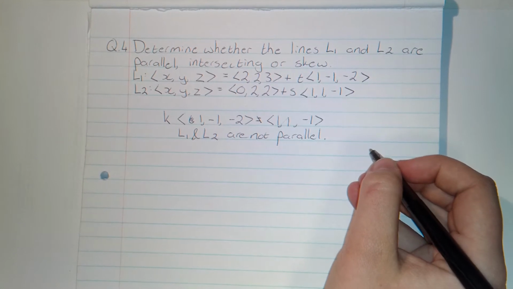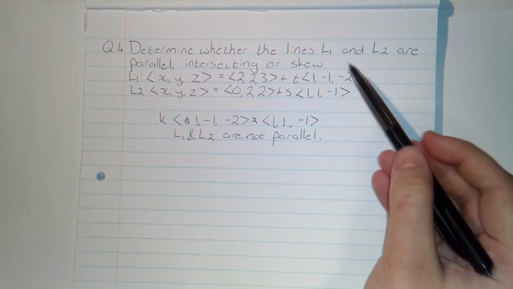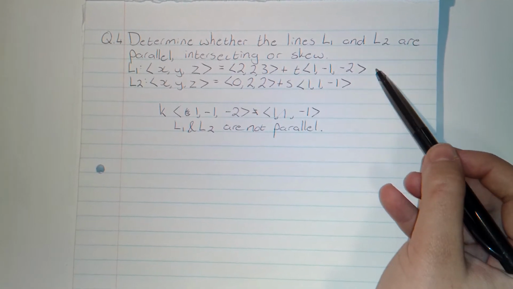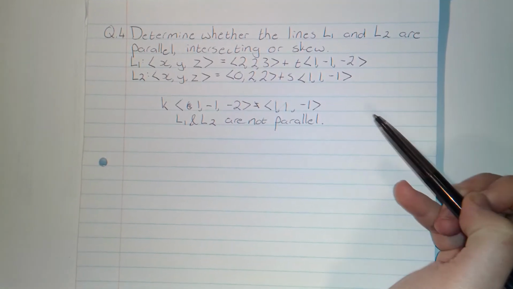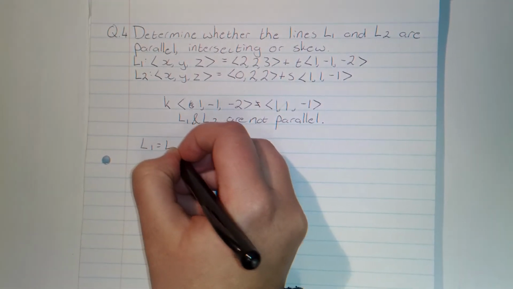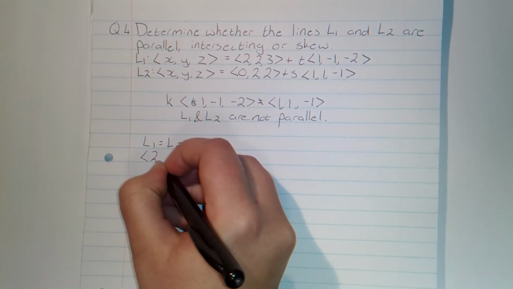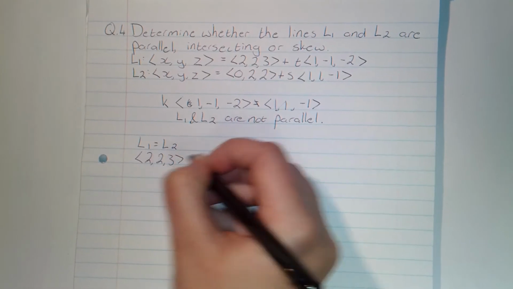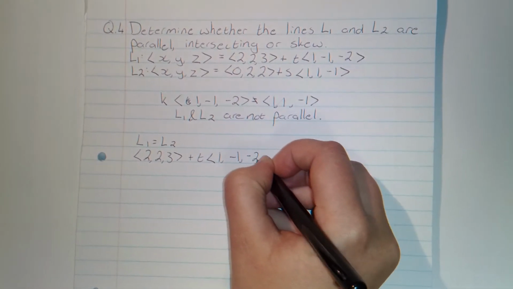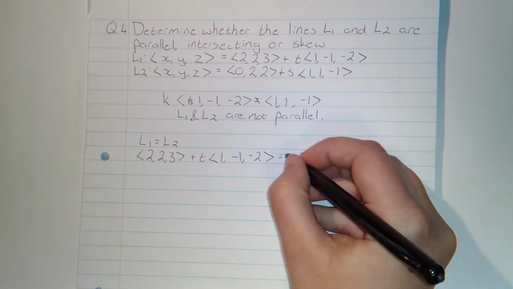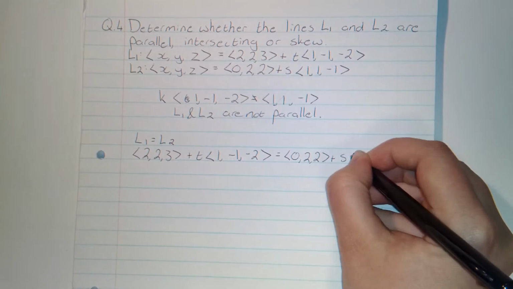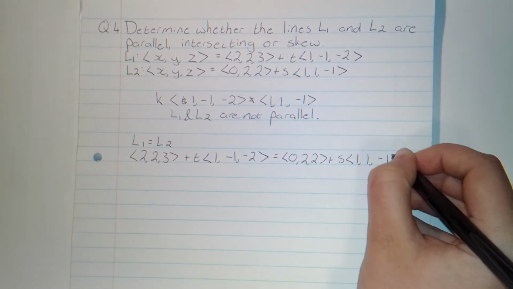Next, we check whether they are intersecting. If line 1 and line 2 do intersect, it means there is some point where L1 is equal to L2. So we suppose there is some point and set the two equal to each other, which means that (2, 2, 3) plus t(1, -1, -2) is equal to (0, 2, 2) plus s(1, 1, -1).